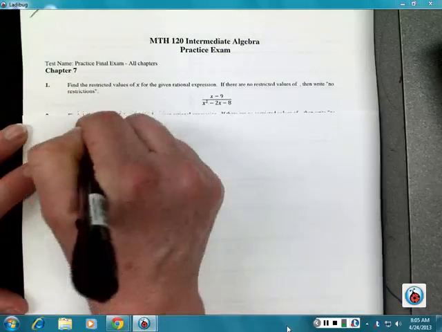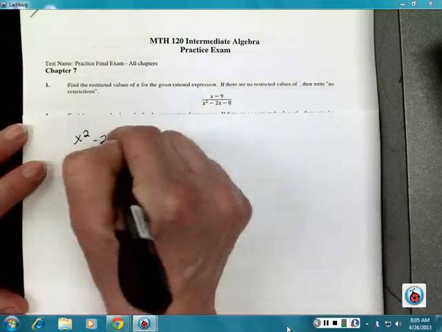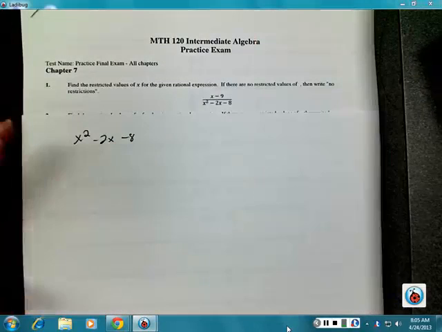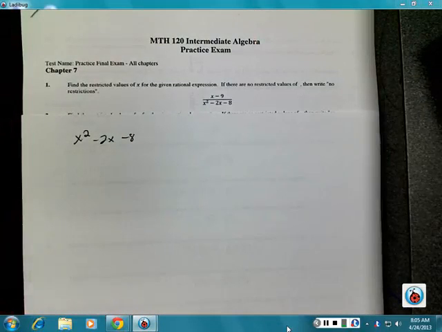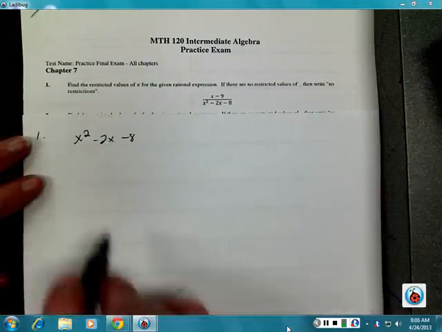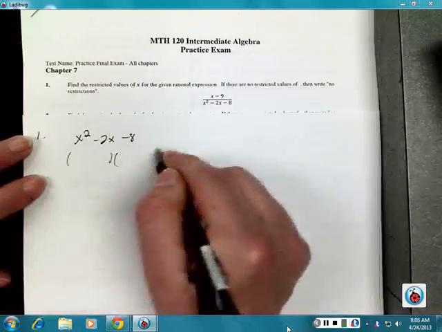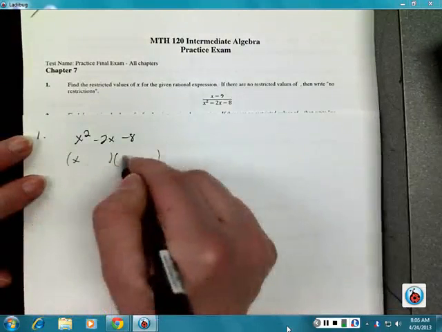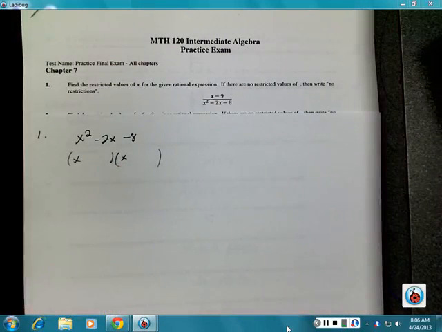So we need to take that denominator and factor it so I can figure out what two pieces happen to be in there. So if I take this thing and factor it, so that's number 1. If I factor it, I get an x and an x. And what's my two values?